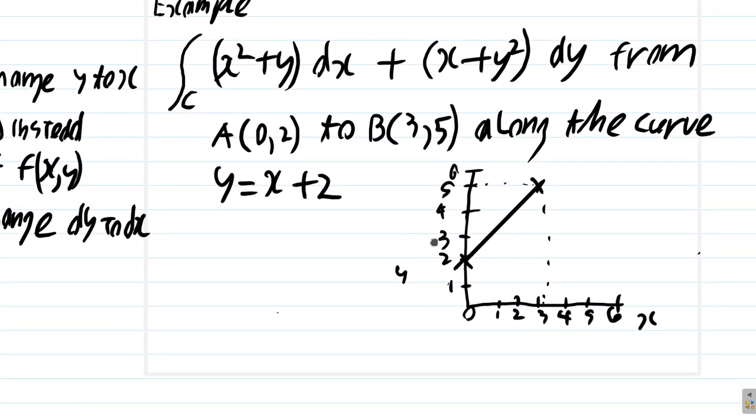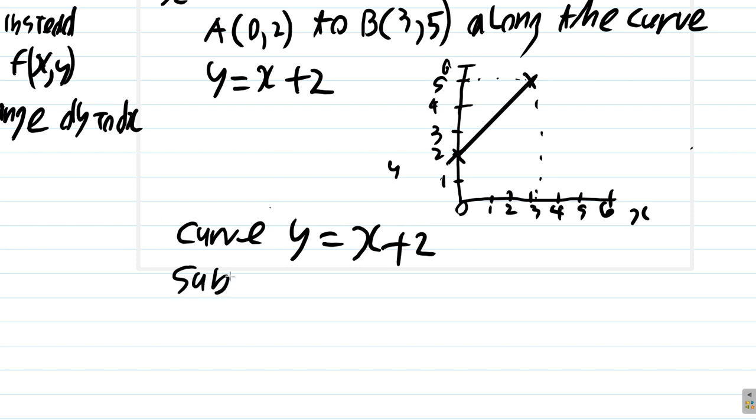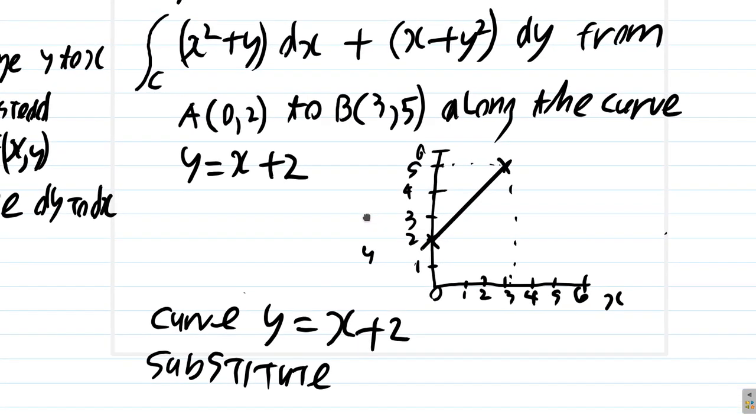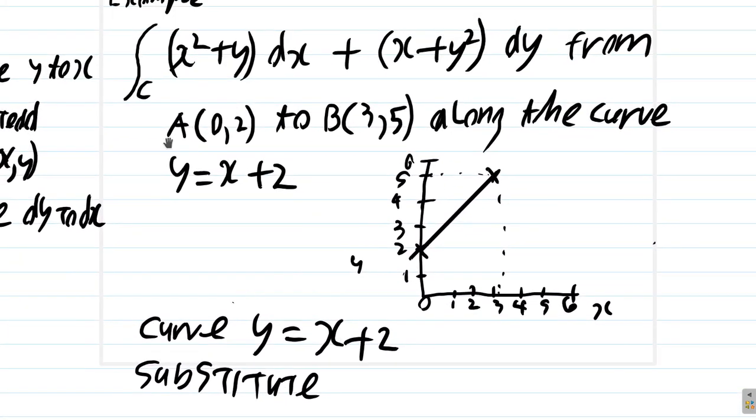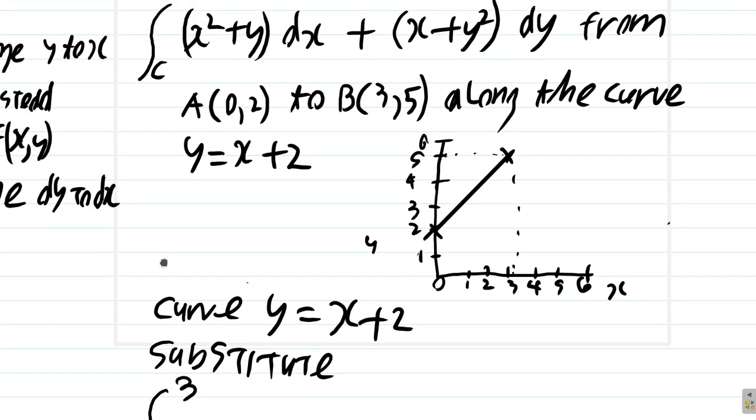Well, let us see. The curve is y = x + 2. That is the curve. So you substitute that into the curve. So what you have is the integral. Well, you don't have to write C here anymore because you know where you start and where you end, right? So you integrate from x = 0 to x = 3.